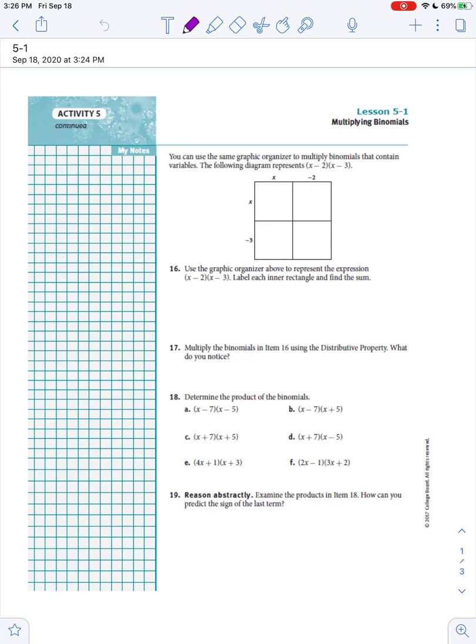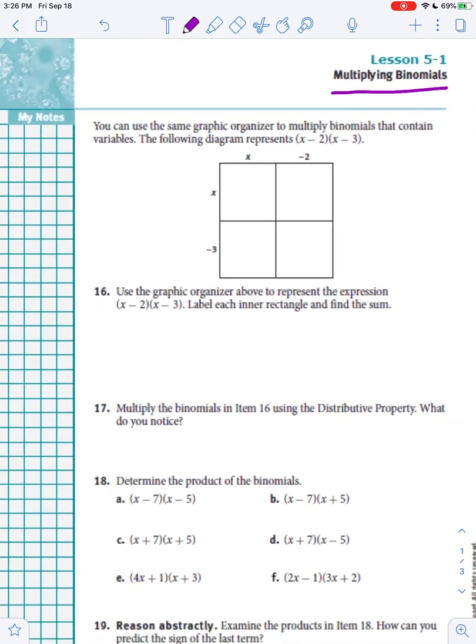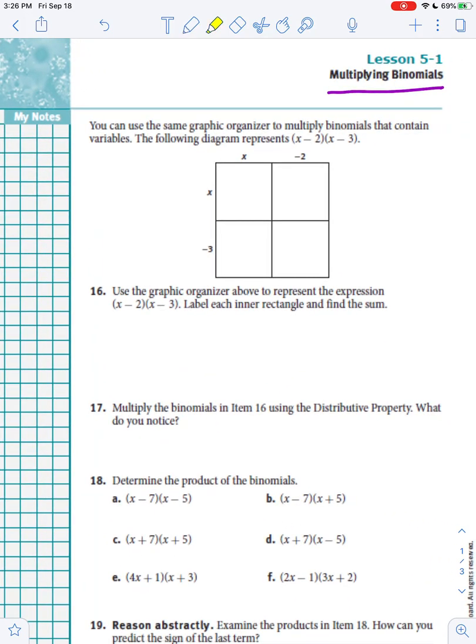And I'm going to show you how to multiply two binomial expressions together, first using the box method, then using distributive property, or what we call FOIL. Okay. So today we're going to multiply binomials. If you take a look at our first expression, we have an x minus 2 times an x minus 3. First we're going to do the box method.